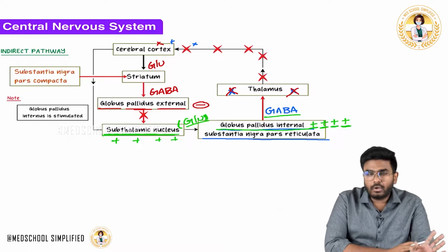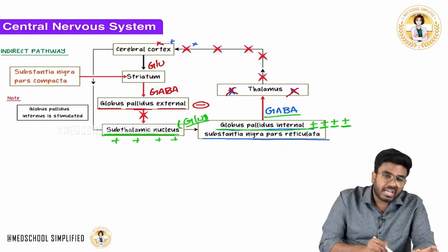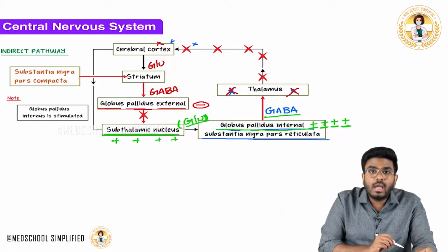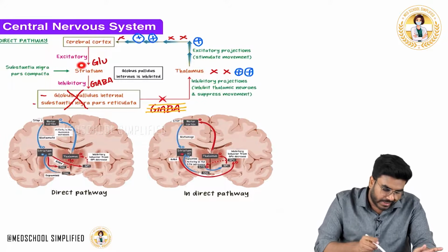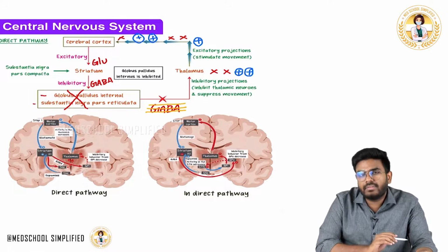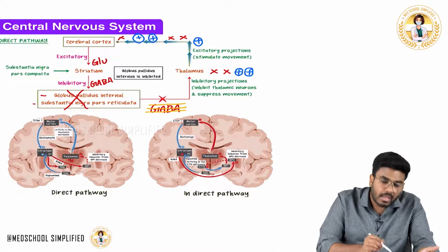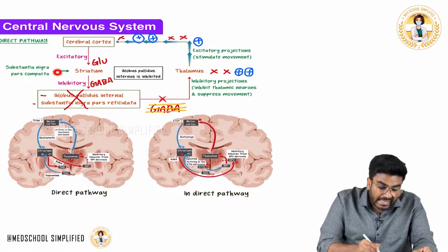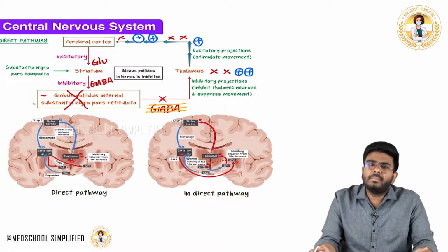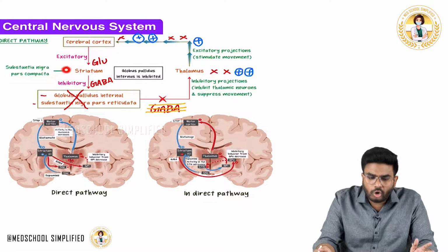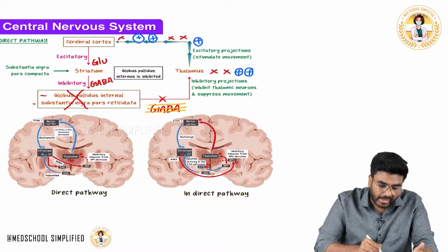But anyway, not only this, see this substantia nigra pars compacta, by producing dopamine, will influence both the direct pathway as well as the indirect pathway. Substantia nigra, by producing dopamine, activates the direct pathway. Now tell me, substantia nigra dopamine activates the direct pathway by acting on D1 receptors.